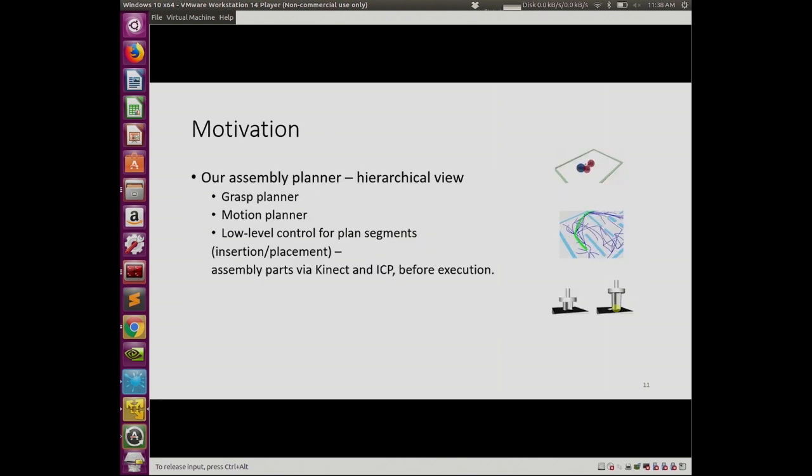The system which we've implemented our approach on includes a grasp planner, motion planning, designing the motion plan, and a low-level controller for each of the plan segments. In our system, we assume that the robots are tracked by motion capture, so their state is well known. However, the parts that we assemble are not well known in their poses, and we need to estimate their position using a 3D sensor and ICP.